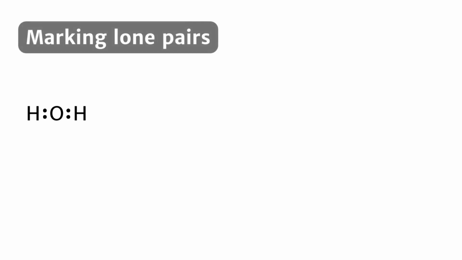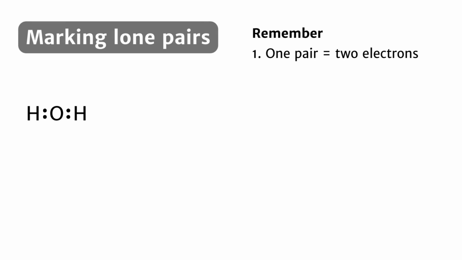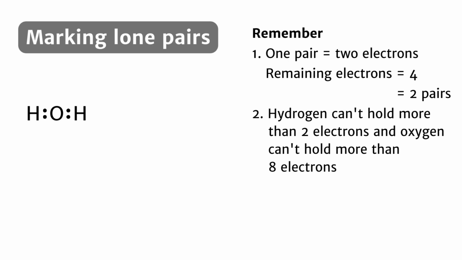Lone pairs are electron pairs not utilized in chemical bonding. Remember, each pair comprises 2 electrons. With 4 electrons, 2 electron pairs can be formed and marked on the structure as lone pairs. Also, remember that hydrogen is a period 1 element and cannot hold more than 2 electrons in the valence shell, while oxygen, a period 2 element, cannot accommodate more than 8 electrons in the valence shell.